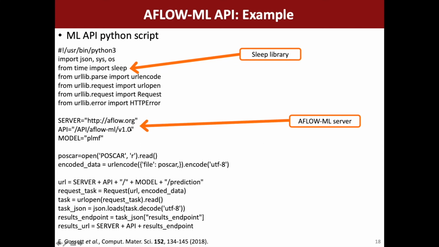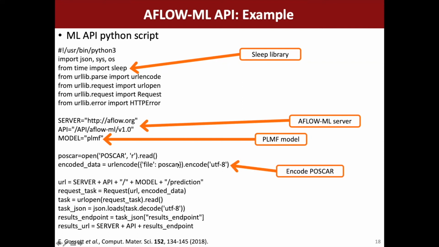Again, this version number is not necessary, so you can drop that if you want, and it will then default to querying whatever is the most recent version of the model. Here's our PLMF. Here we're specifying the PLMF model. So if you want to query a different model, again, you can change this value.